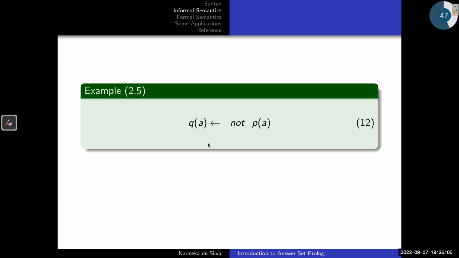Now in this program, I can start with the empty set as my answer set because I am not believing any facts. But then that empty set satisfies the body, no? Because PA is not in the set. So because I am believing the body, I have to believe the head here. So I have to include QA in my answer set. So this is the answer set for this program with this not. This is called default negation, not.